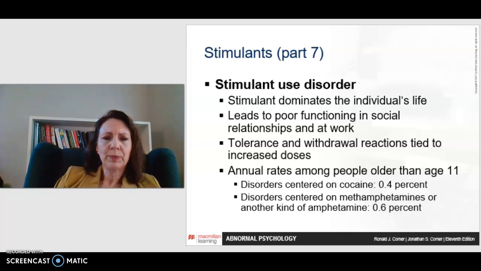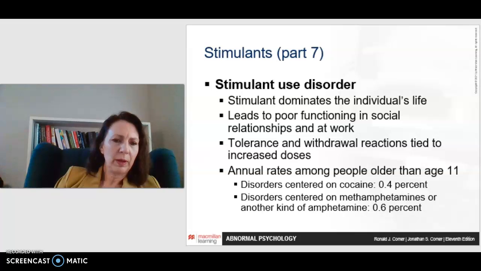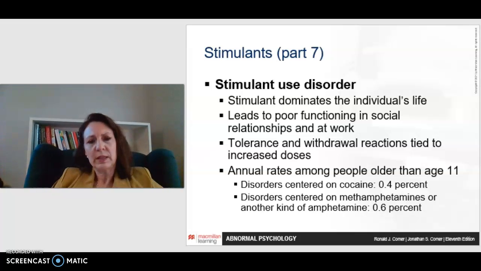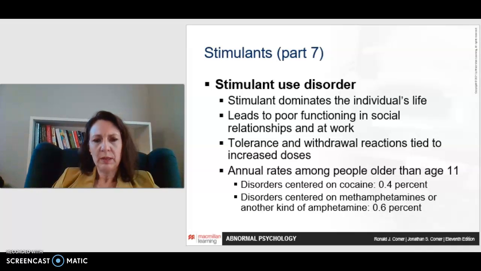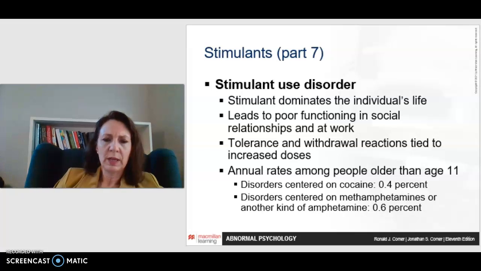Stimulant use disorder is when the stimulant substance dominates the individual's life. It does lead to poor functioning in social relationships and at work. Tolerance and withdrawal reactions are tied to increased doses, and annual rates among people older than age 11 are seen. Disorders centered on cocaine are at 0.4%, and those on the amphetamines are 0.6%.